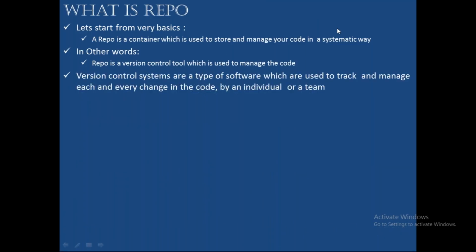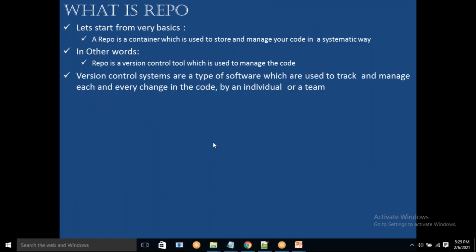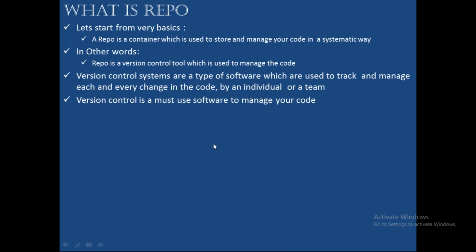Next, version control systems are a type of software used to track and manage each and every change in the code by an individual or a team. So basically, what does a version control system do? It tracks the changes that everybody makes, when your entire team is making a lot of changes. To track who is changing what, you need a version control system. Version control is must-use software to manage your code. It is must-use software in real time.